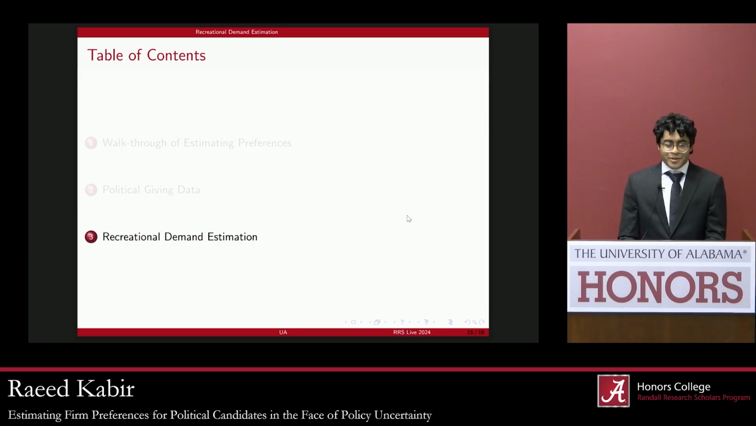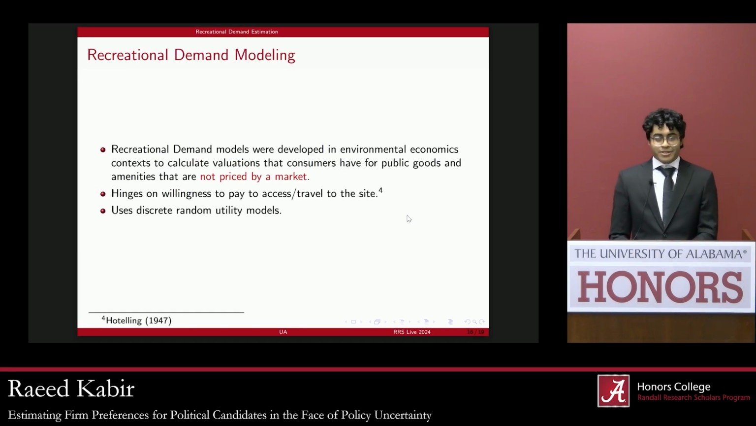So now I'm going to tell you how I plan to estimate this, and it's going to sound a little silly maybe at first, but we're going to use recreational demand models, which were developed by environmental economists. And why environmental economists use them is to estimate the value that people have for typically non-priced goods, things that there's no market for. So quality of clean water. What is my valuation of clean water? What is my valuation of a public park? What do I value fishing in this lake versus that lake, right?